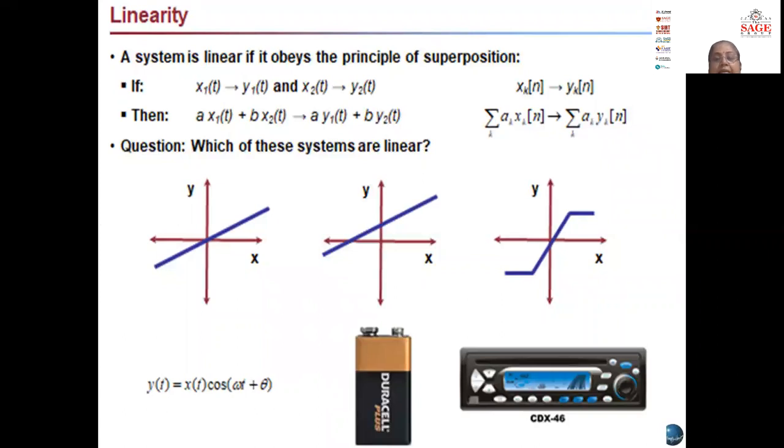Now we'll define linearity. It is also a very important property of the systems. A system which is linear obeys the principle of superposition. So what does the superposition theorem state? If more than one signal is acting on a system, then the total response of the system is equal to the sum of the individual responses of the system. So these are the various signals, and this shows that this is a linear system.